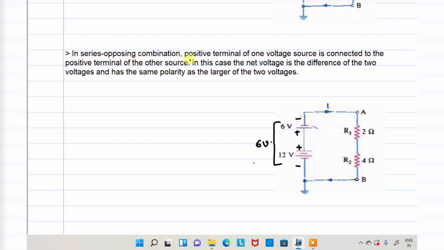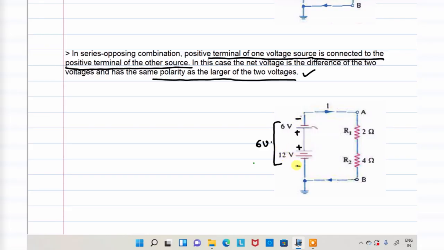In series opposing combination, the positive terminal of one voltage source is connected to the positive terminal of the other source. In this case, the net voltage is the difference of the two voltages, with the polarity of the larger voltage. This is very important. For example, here, is 6 volt more or 12 volt more? 12 volt. That means 12 minus 6.